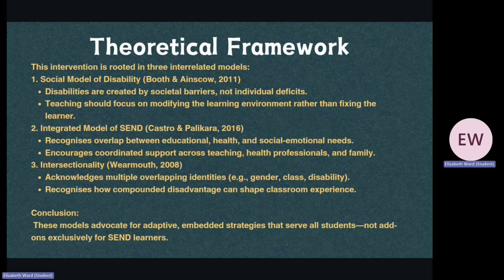My approach drew on 3 key frameworks. Social model of disability. This views barriers as societal rather than personal. So the focus is on adapting the environment, not the learner. Integrated model of SEND promotes collaboration between education, health, and family support systems. Intersectionality recognises the overlapping impacts of multiple identities, such as disability, class, and gender, on a student's experience and progress. These perspectives guide us to embed inclusion as a core mindset in teaching, not as an optional add-on.